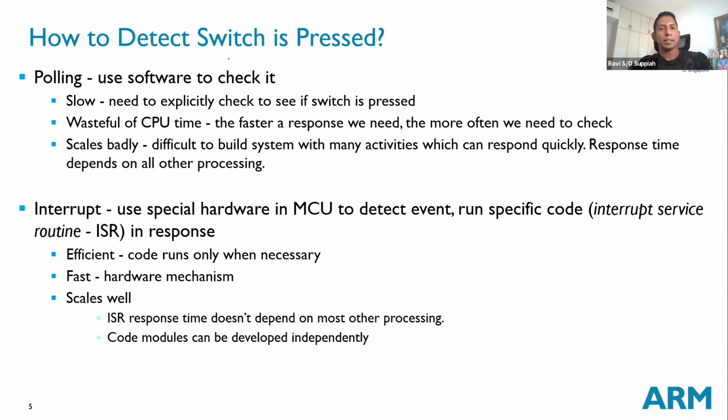How do we detect a switch being pressed? What we did last week was the polling approach. If you remember the code that we went through, it was basically checking a particular pin to see whether it becomes one or zero, and then we perform the appropriate action. The other, more efficient approach is the interrupt service routine approach, where you have some specialized hardware within the controller itself, and this hardware helps us detect events, and when those events occur, it allows us to run specific code.